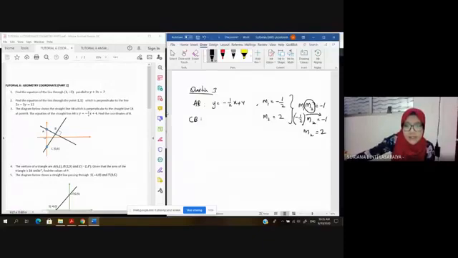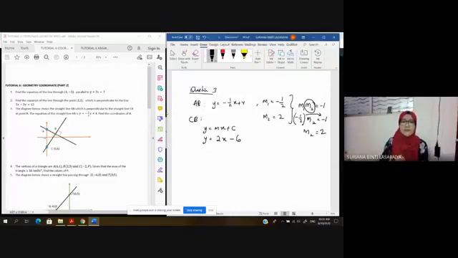Okay, CB. How to find the equation of CB? y equals mx plus c. So what is your m? Your m is 2, so 2x plus -6, because that is your y-intercept. So we can directly substitute the values of m and c. So far, okay?